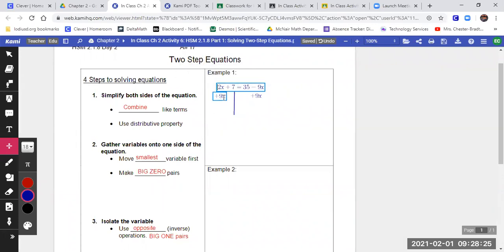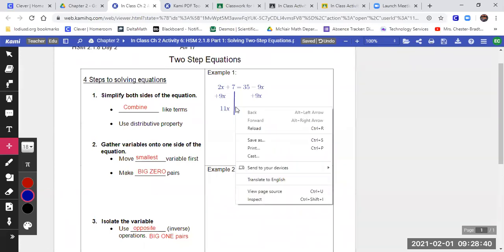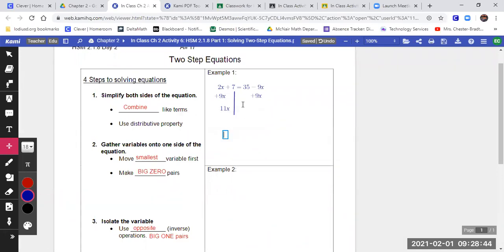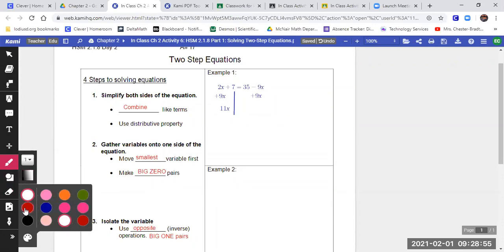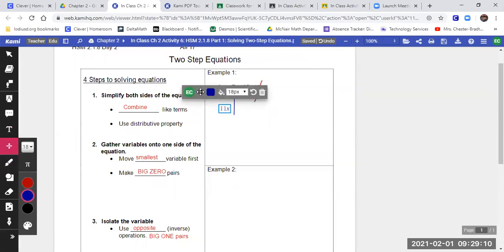When I add a 2x plus a 9x, what do I have? 11x, which is going to be equal to negative 9x and positive 9x. Those become the big zero, so we don't need that anymore, right? So what's left over on this side? Oh, I forgot the plus 7. Sorry. He's still there.